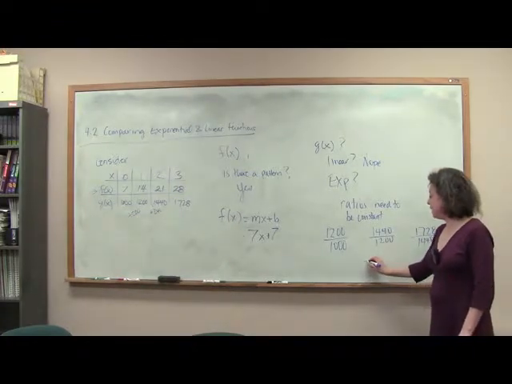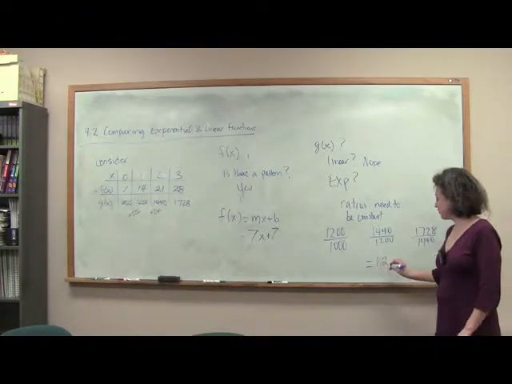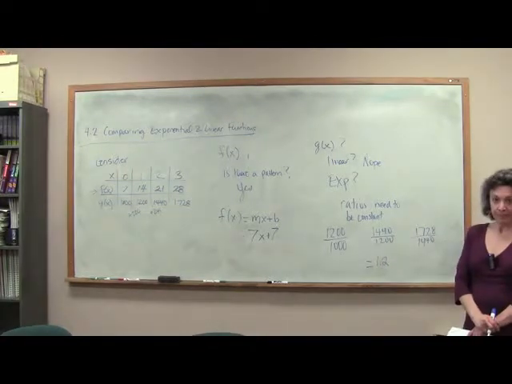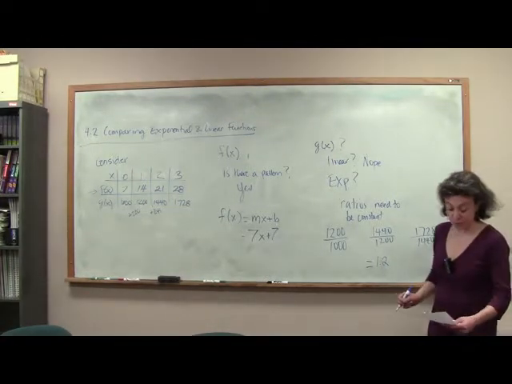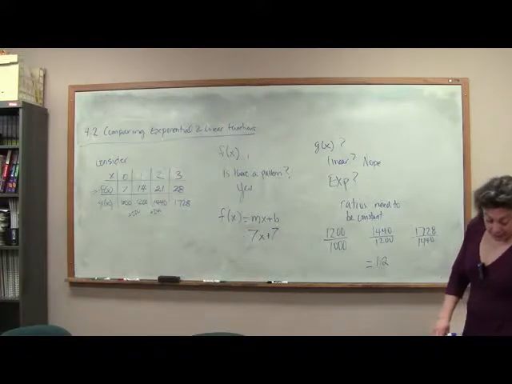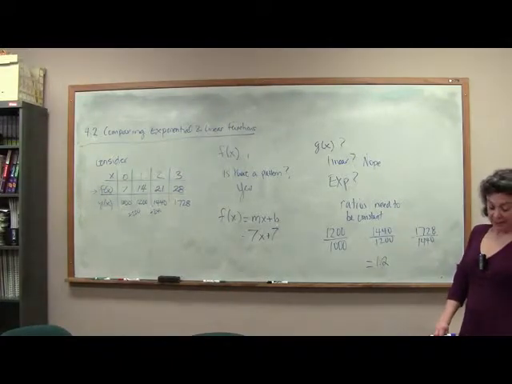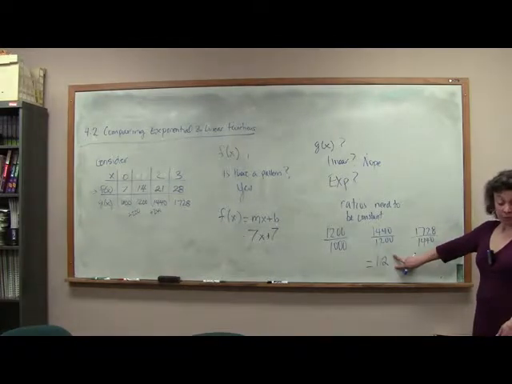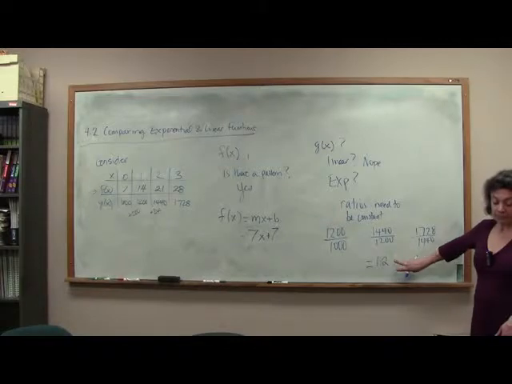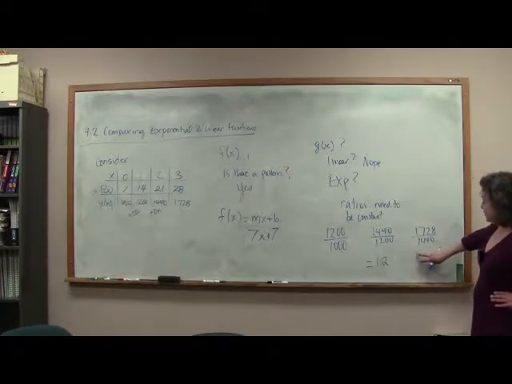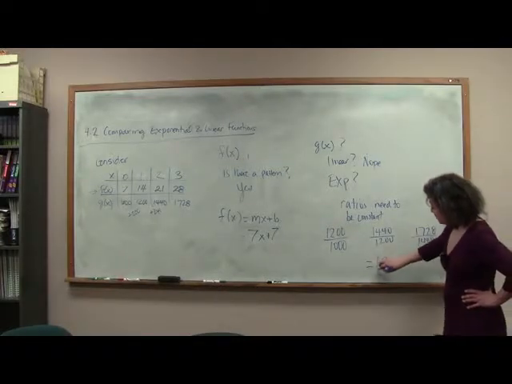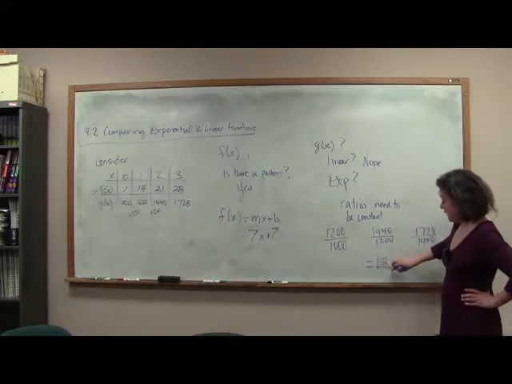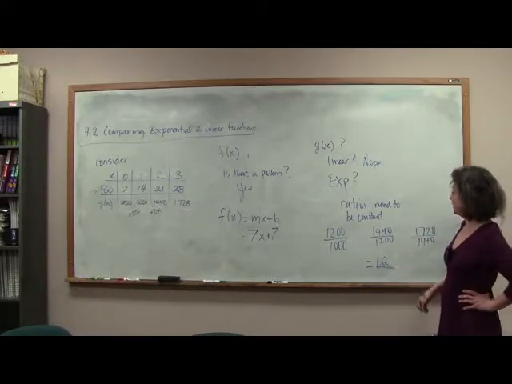And I claim, in fact, for each of them, they are the same. Okay, we're going to get 1.2. Okay, now, here is the cool thing. Once you have this ratio, you can get your exponential function. Okay? And I'm going to show that to you. This actually gives you your value that goes in parentheses.